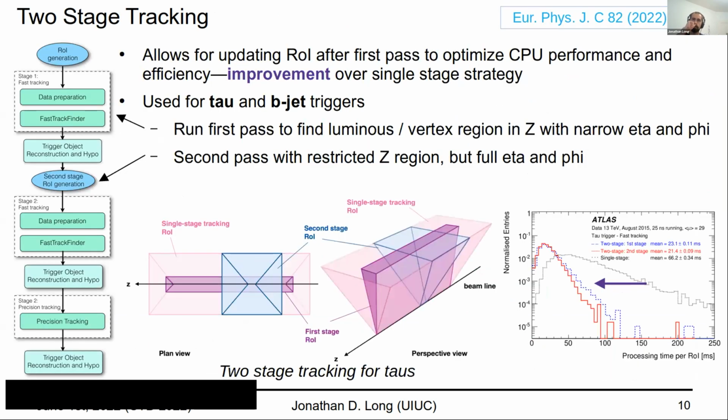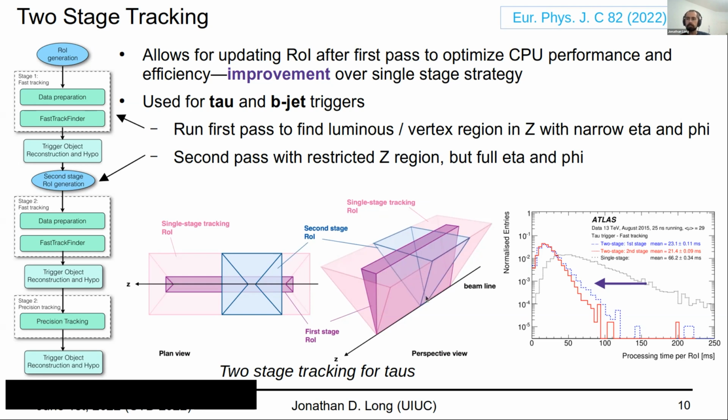So one more thing, which is that to really optimize the CPU performance and efficiency, we can still run what you would call kind of a two-stage tracking. It's still in one pass, but you run the tracking twice in some sense. And this we use for tau and b-jet triggers. So the idea is that you first run fast tracking in a region of interest with the entire extent along the beam line or z-axis, like this dark purple wedge here. And this allows you to find the primary vertex or luminous region. So you can run a second pass where you have a very narrow region in z, but much wider in eta and phi.